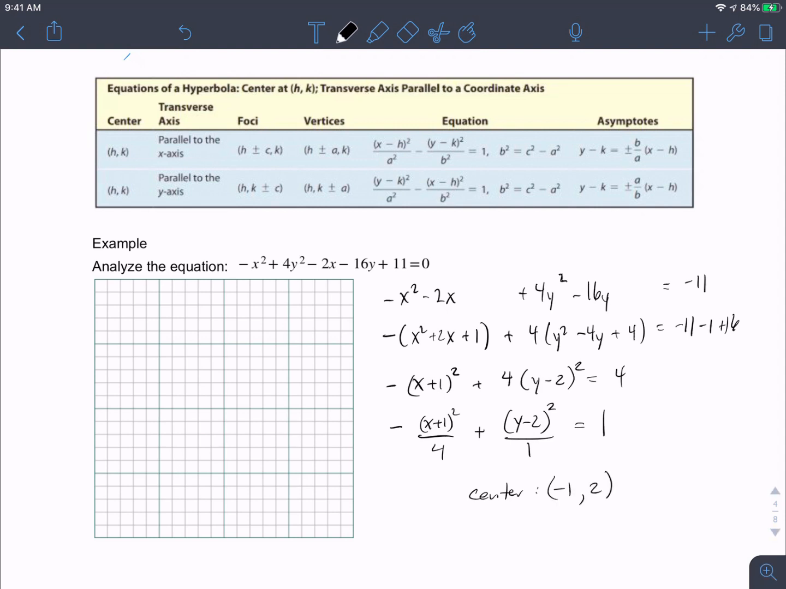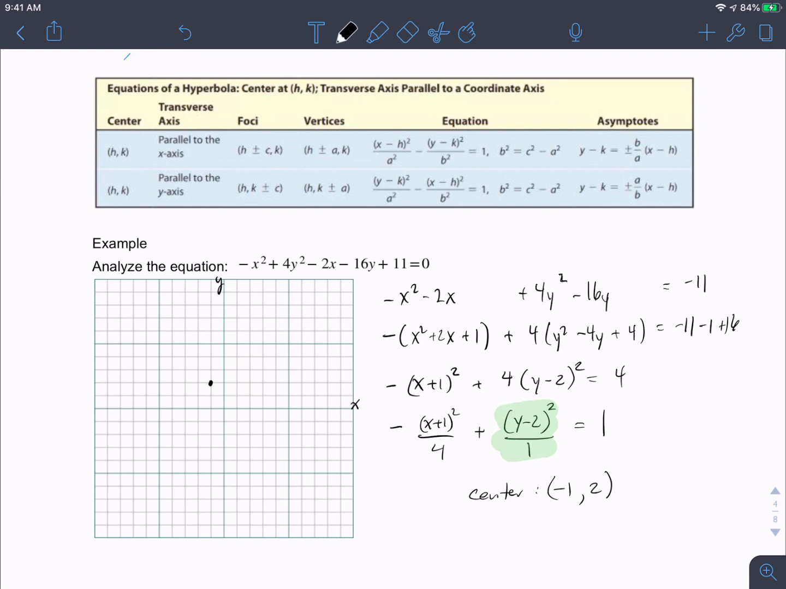So I'm going to plot that point. So this is the x-axis, this is the y-axis, and we can see that this thing's going to open up and down, and the reason it's going to open up and down is because the y term is the positive. So it's going to open up and down because of that. So negative 1, 2 is right there, that's the center.